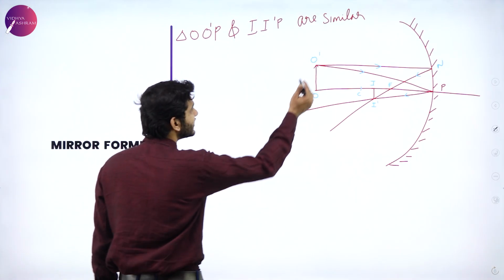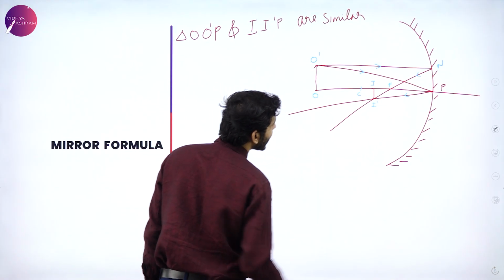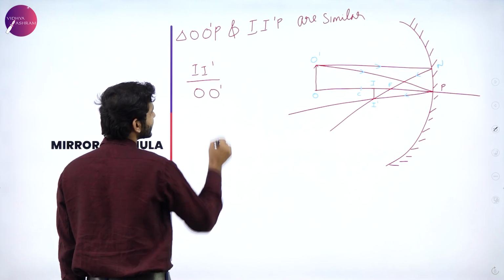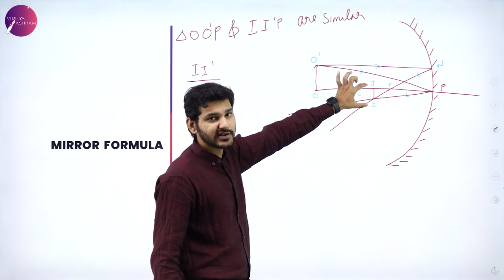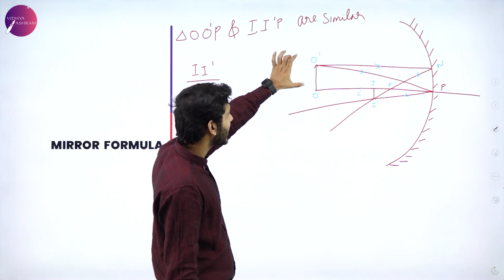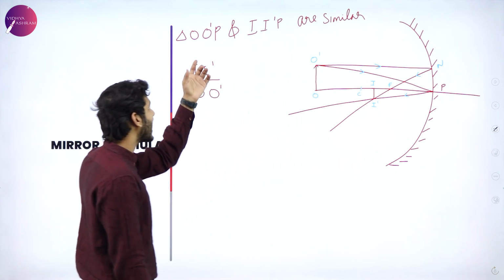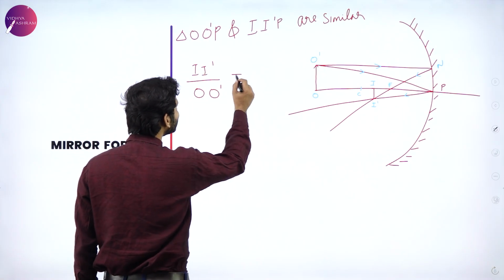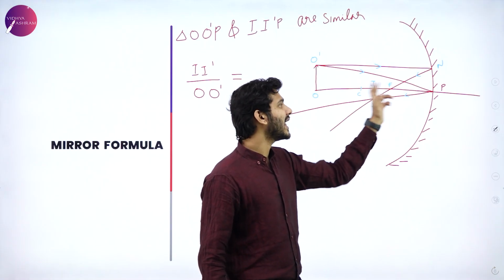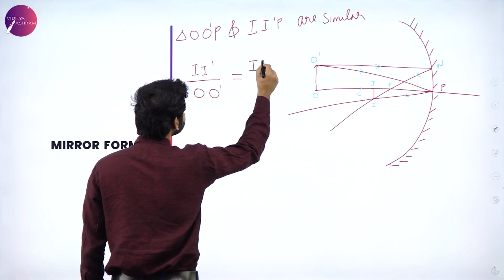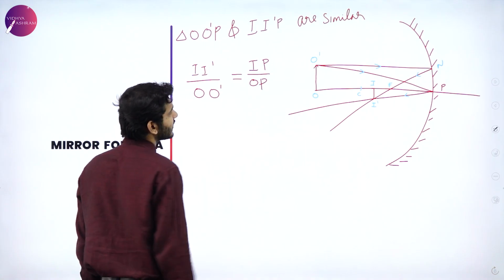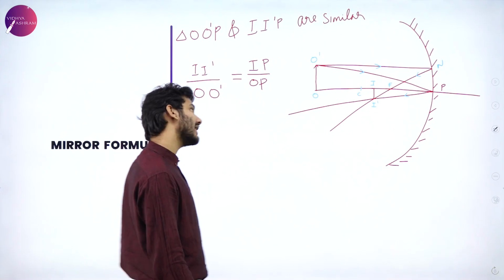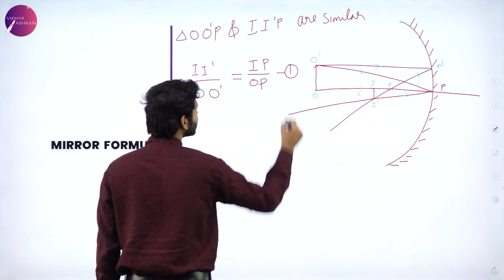So I can say that I dash divided by O dash, that is the height of this image to the height of this object, the ratio of their heights, will be equal to the ratio of their lengths. So it will be equal to IP divided by OP, right? The ratio of their heights will be equal to IP divided by OP. Now I am going to name it as equation number 1.